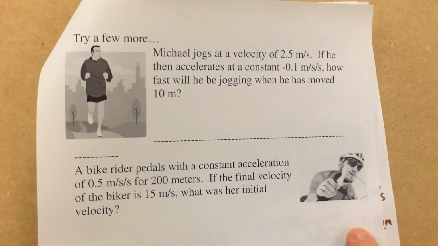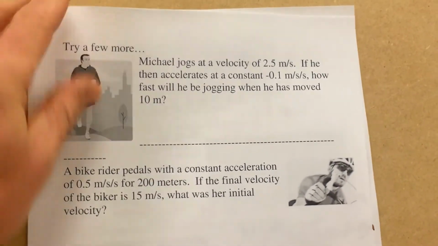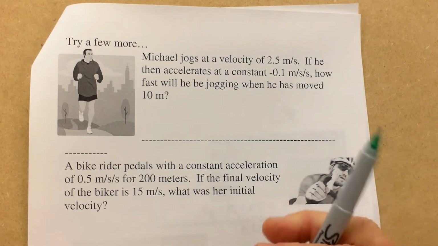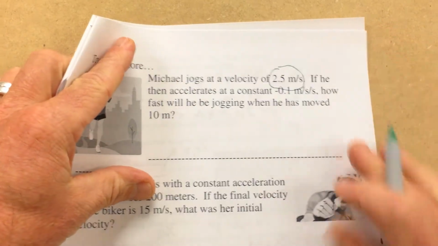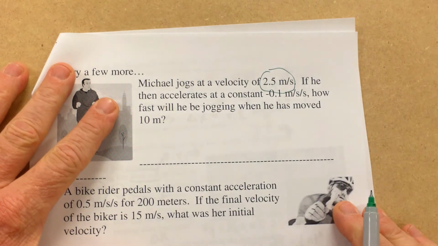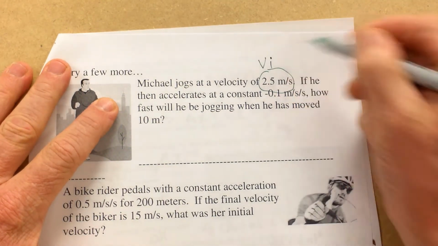Again, I like to circle things that are important. Okay? Michael jogs at a velocity of 2.5 meters per second. So what exactly is that concept? That's a speed, right? That's what he's doing. That's an initial velocity.